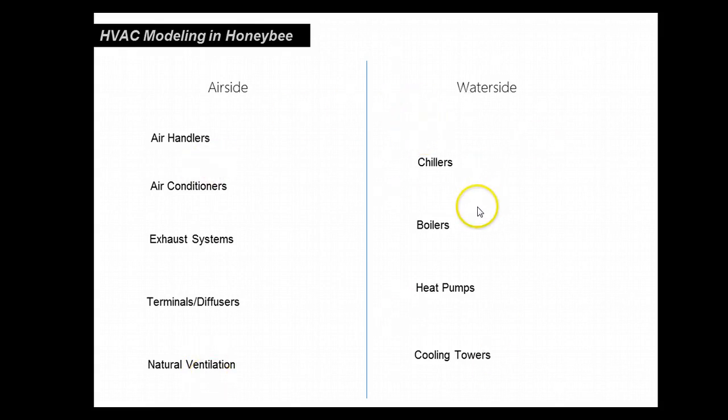And then on the water side, you've got things like chillers and boilers and heat pumps and cooling towers, and also things like geothermal wells and lakes and ponds and any other kind of free sources of energy that you can get from the environment. I would say, if it's wet, it's the water side. Pretty simple. It's about as simple as it gets. We'll be talking about the beginnings of the airside today.